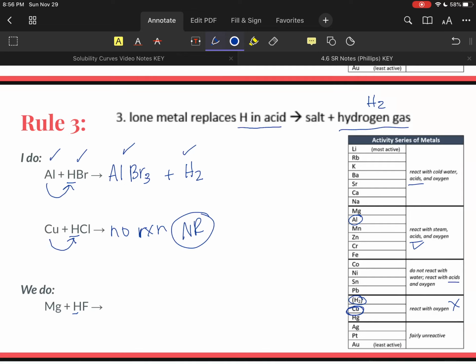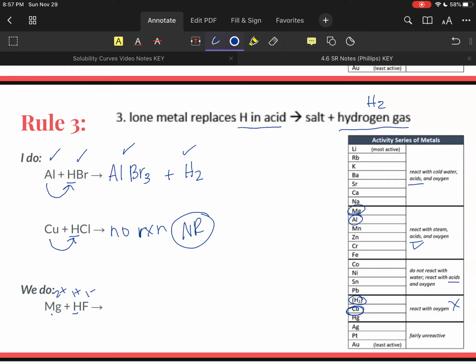Okay, so try this one. Try your magnesium. Again, you're going to look at your charges on your periodic table. I'll go ahead and give you those just to speed it up. So pause here. Try to see if you can swap that around. Because yes, magnesium does react with acids, so we're good to go.